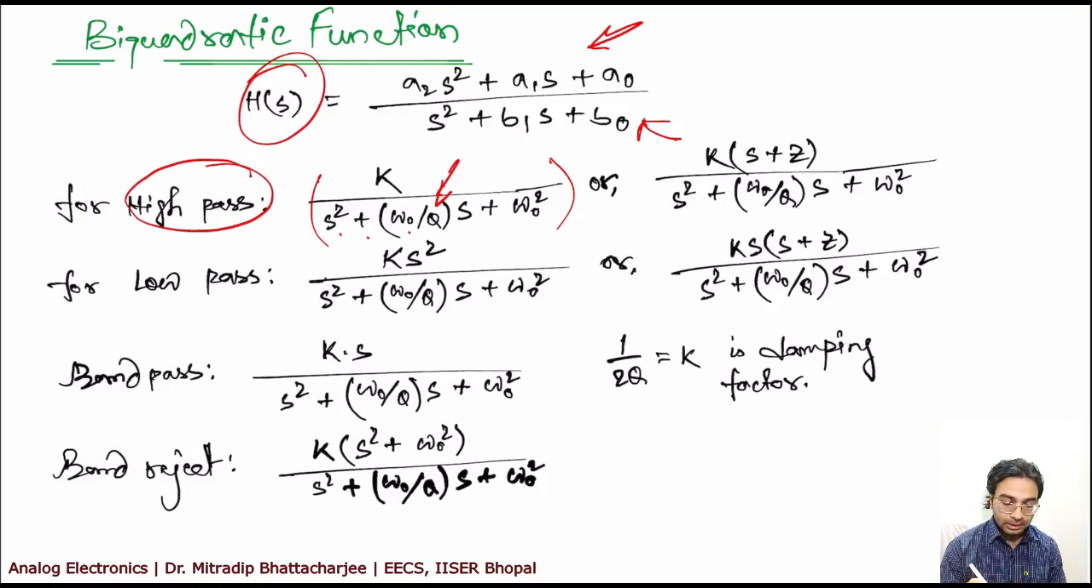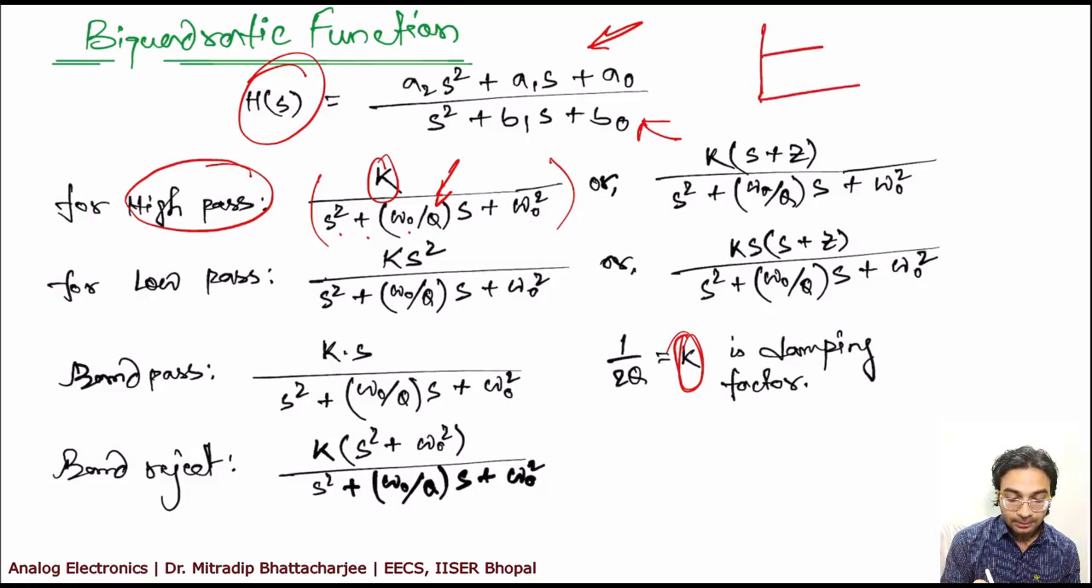So the damping factor can be expressed as 1 by 2q. So your 1 by 2q is basically k. This k is known as damping factor. What does that damping mean? Damping means, say you have a step function. Okay, you applied a step function to the input of a system, and in the output you will see that the output is not exactly what looks like the input, which should be.